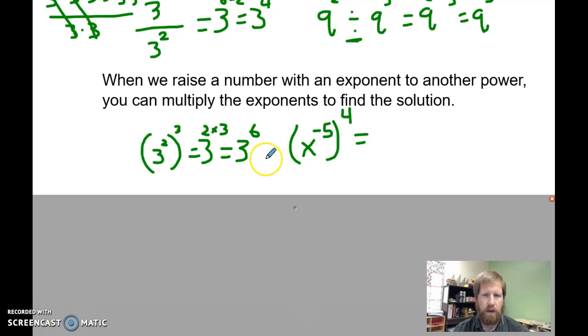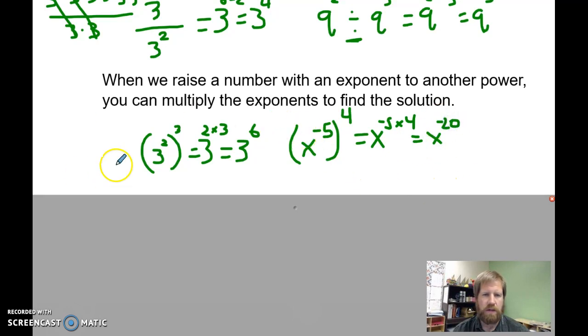Same thing with a variable or with a negative exponent. I have x to the negative 1/5 to the 4th, which is going to equal x to the negative 20th.